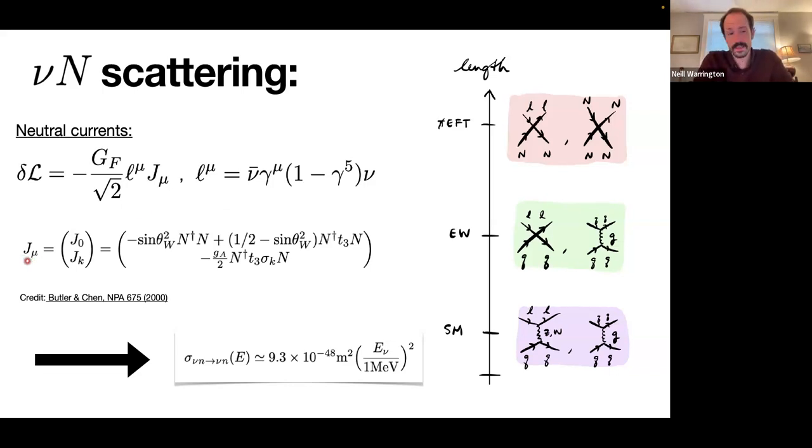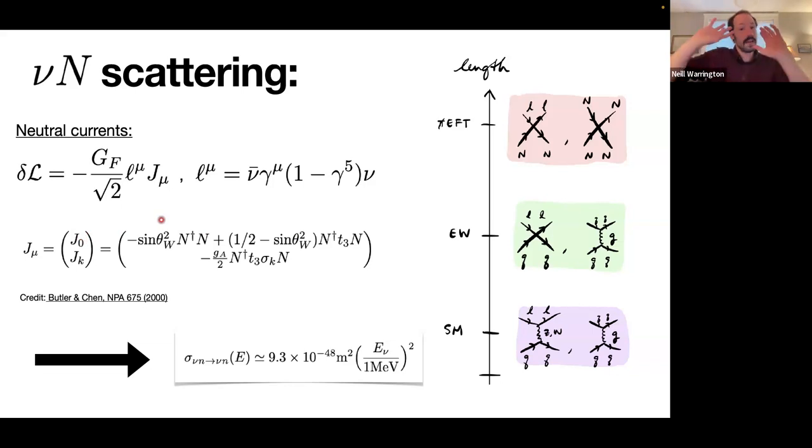The hadronic current, J, is a little complicated. It has a 0th component and K components because it's a 4-vector. And it looks like this. This looks more complicated than it needs to be. Basically, what you need to know is that the 0th component of J looks like the nucleon density times a coefficient, plus again the nucleon density. This tau 3 in the middle is really unimportant. This just gives you the proton density minus the neutron density, again times a different coefficient.